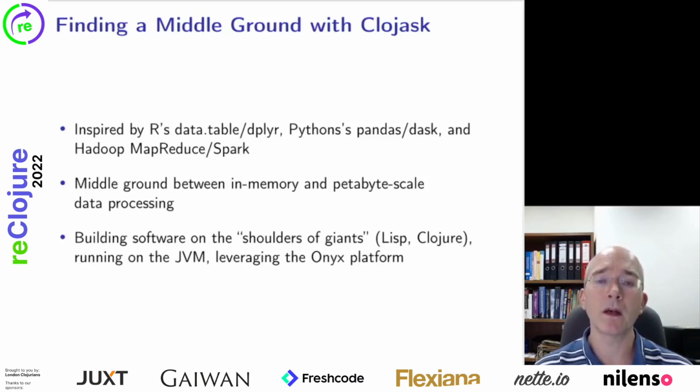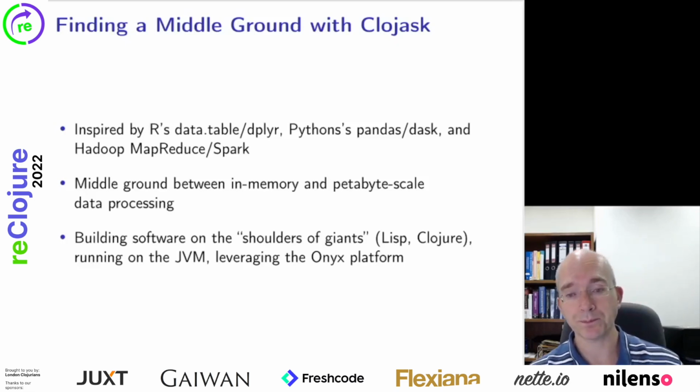So to this end, we chose to use Clojure as a programming language because it runs on the JVM, and moreover it has a very, very long and distinguished history, having influenced many other programming languages. So in a way, we're standing on the shoulders of giants, building on all the other work that previous people have done. On top of that, we can also leverage the Onyx platform, which makes it easy to parallelize the computations and distribute them.